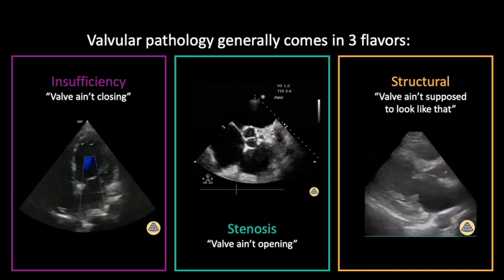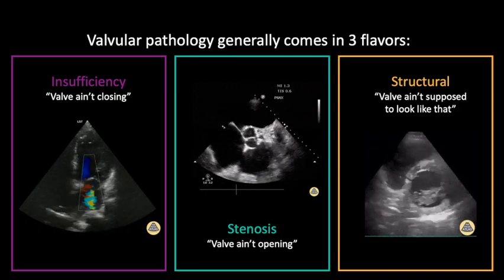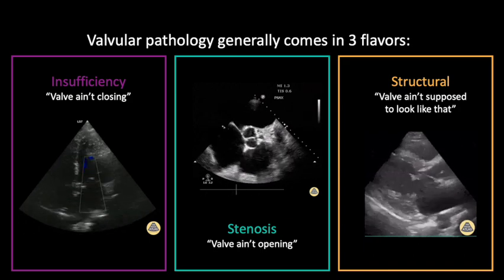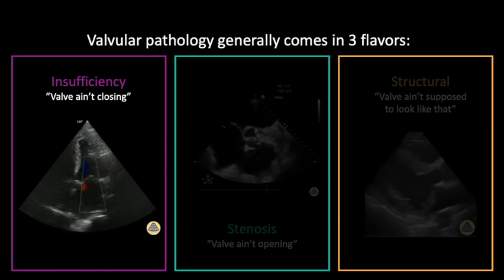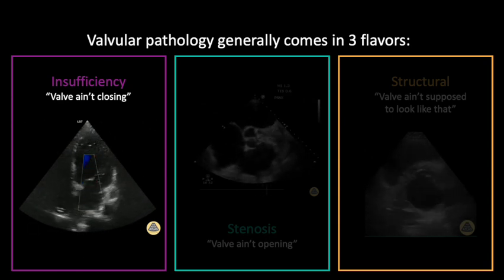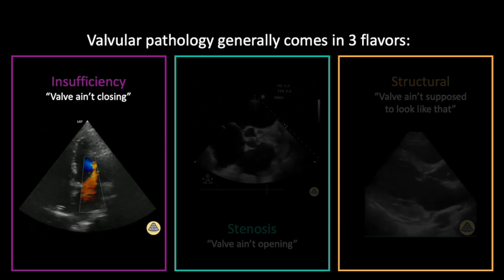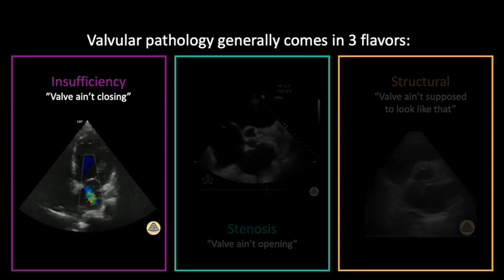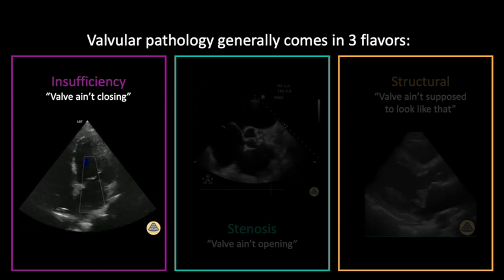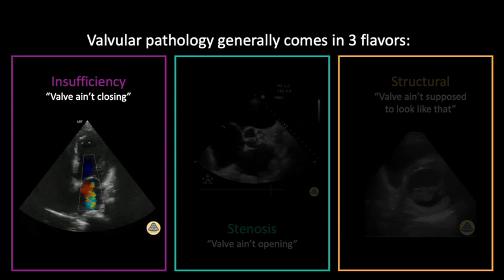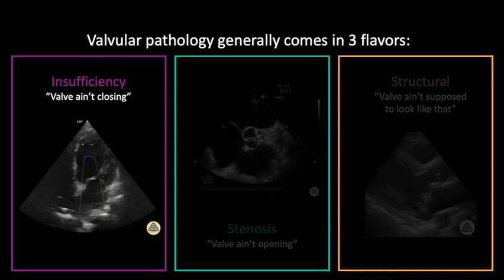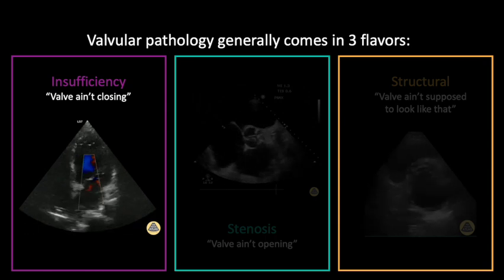Valvular pathology, when it is present, generally comes in one of three different flavors. Let's go over them. First up is valvular insufficiency. Basically, that's when the valve ain't closing right. And so with these, you start to get regurgitation, which can often be seen on color flow, and will result in the upstream and downstream chambers being dilated due to passing of fluid between the two without it being ejected forward.